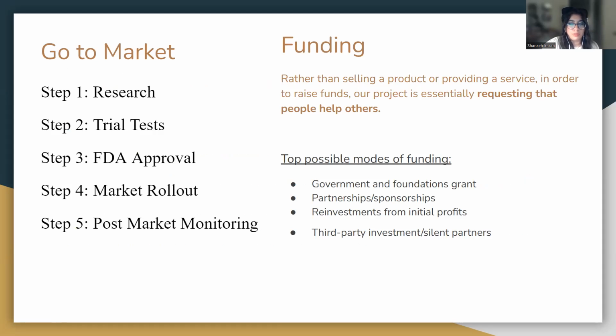In order to go to market, we want to start with research, have trial tests, go to FDA approval, market rollout, and then we also want post-market monitoring. So there will be 2 phases of trial testing. In post-market monitoring, we want to make sure that we can continue to modify and improve the design by continuing to test it. For funding, we want to get government and foundation grants.